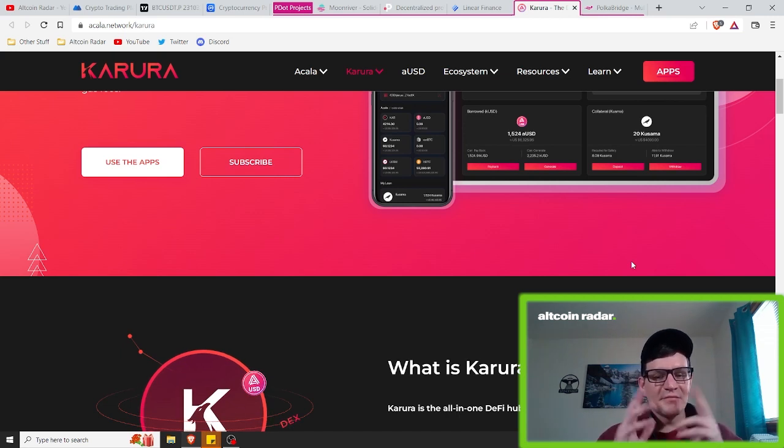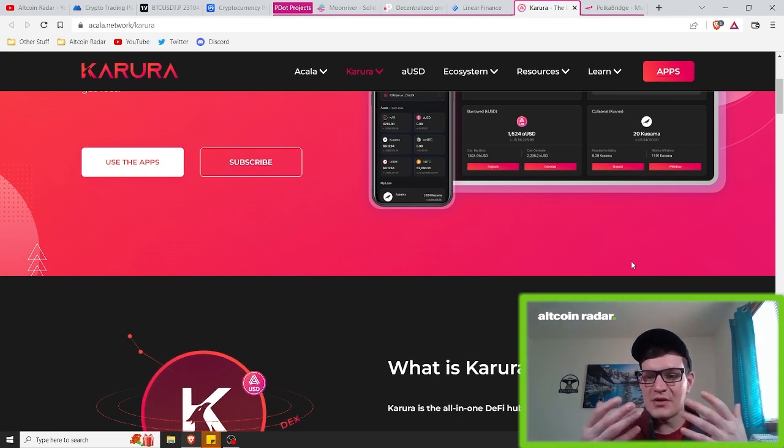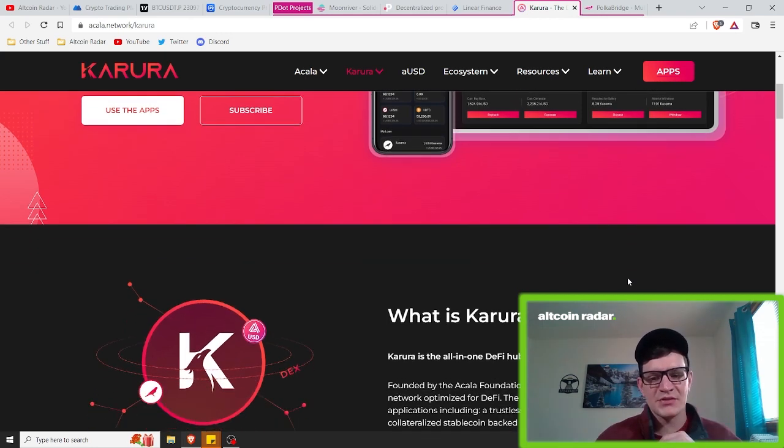In addition, I should also note that Karura and Acala are often called sister networks. The reason why is because as Karura is building the DeFi hub for the Kusama community, Acala is building the DeFi hub on Polkadot. These networks will be running parallel to one another, similar to how different branches of companies open in different countries to meet localized demands.